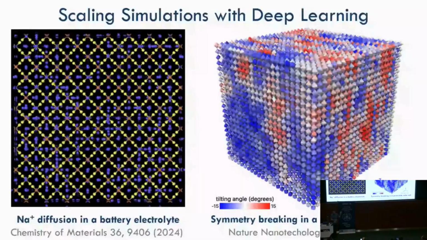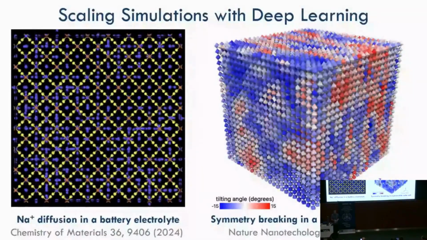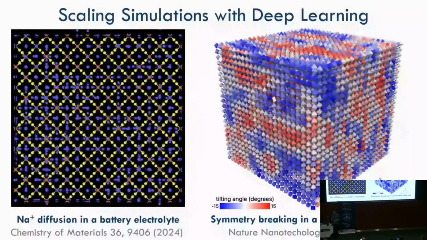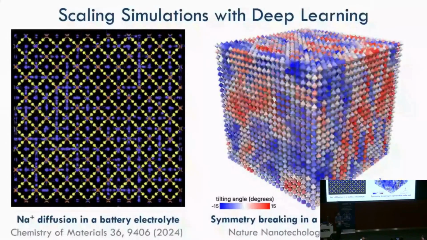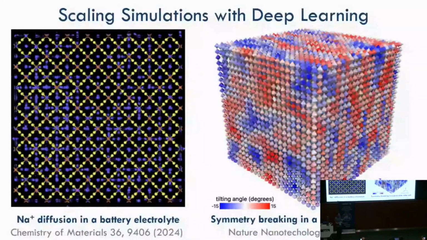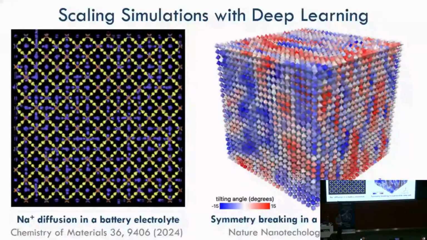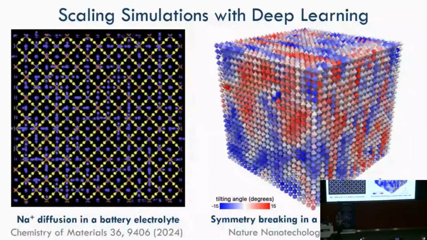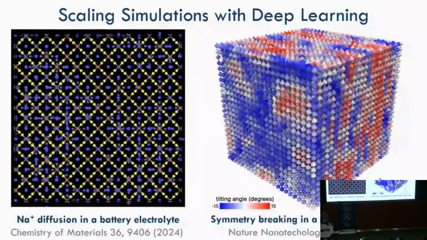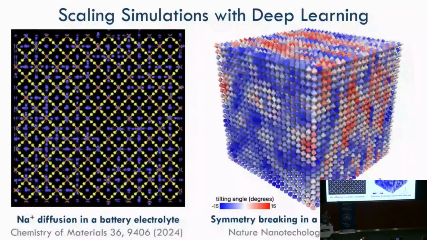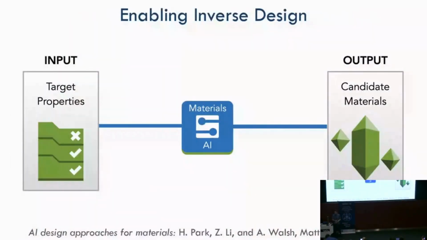On the left, you have an illustration of sodium diffusing in a component of a sodium-ion battery. And on the right, you have the behavior of a material used in solar cells, where the colors represent the instantaneous structure. And you can see it's not random. You get these regions of red and blue, which we call nanodomains, that occur in those materials. So one of the things that AI is doing is enabling us to run such large-scale simulations.